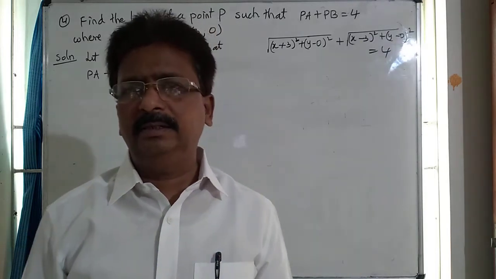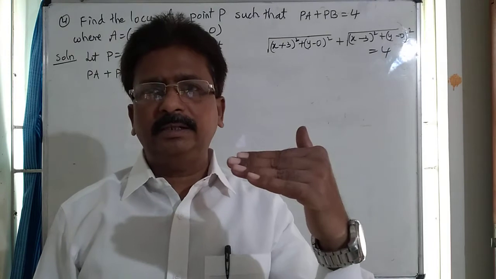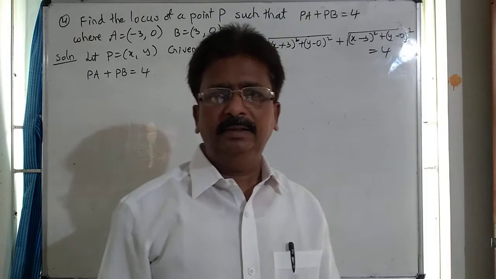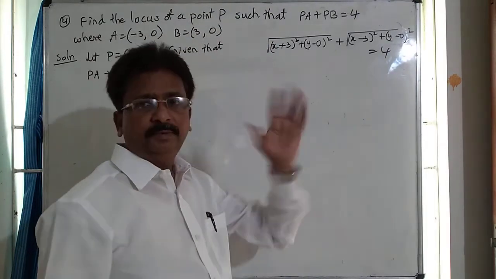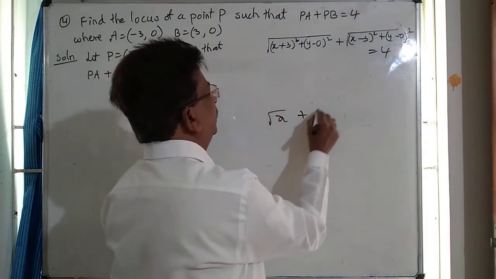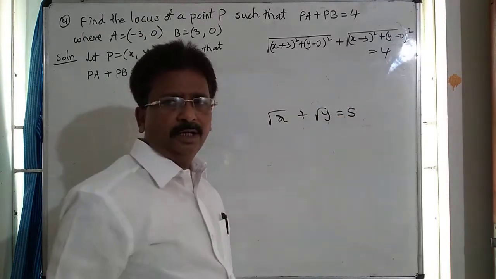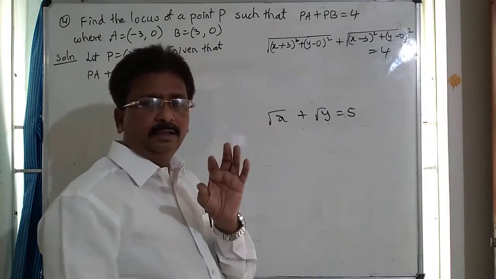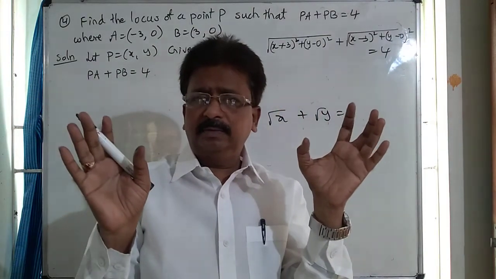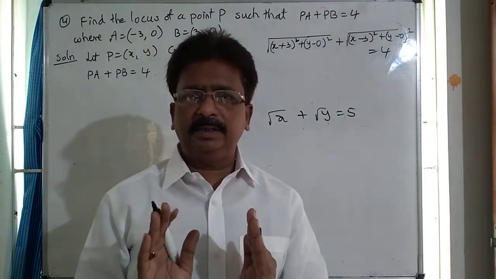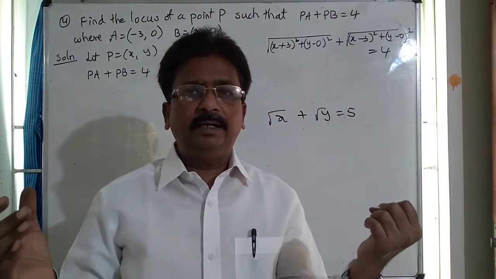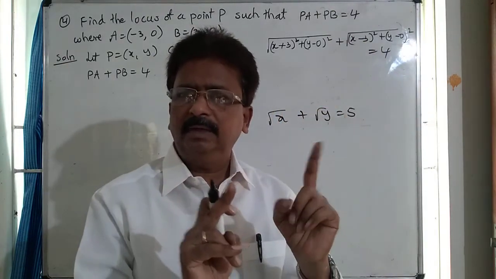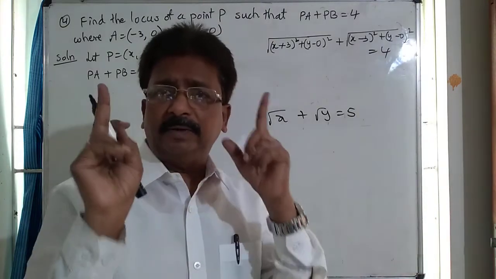Squaring on both sides. If you square both sides, the square root is not avoided, because two terms are there. For example, root x plus root y is equal to 5. On squaring, you cannot avoid the square root. In the squaring of both sides procedure, the square root is avoided when the left side has only one square root term and the right side also may have only one square root term.